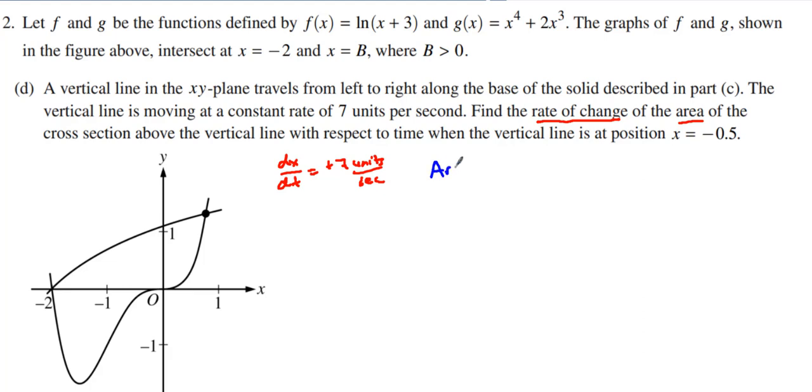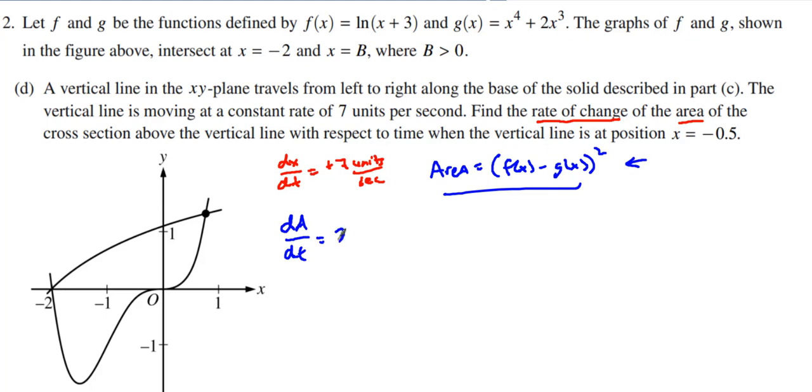So let me think about what this formula for area is. What's the formula for area? Again, it is your base times your height. Okay, so it is your f of x minus your g of x, squared. That's your area. And we're going to find the rate of change of the area, which means we're going to take the derivative of this equation right here. We're going to take the dA over dt, which is the derivative of the area with respect to time. We're going to do the chain rule here.